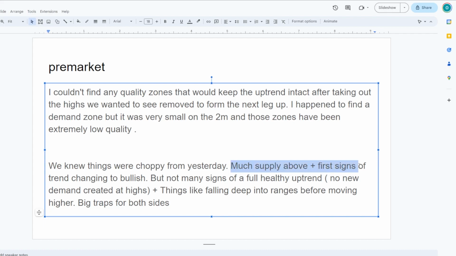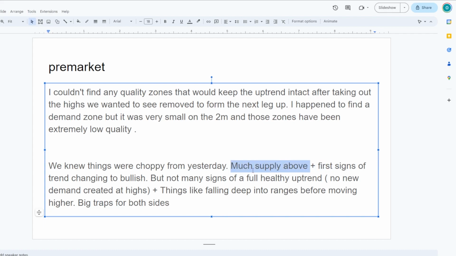Much supply above, plus first signs of the trend changing to bullish, but not many signs of a full healthy uptrend. No new demand created at highs, plus things like falling deep into ranges before moving higher. Big traps for both sides, right? So I'm pretty much saying I identified choppy price action yesterday, which is another indicator that gives us more context and clues about the market. There's a lot of supply above, so that gives us more clues.